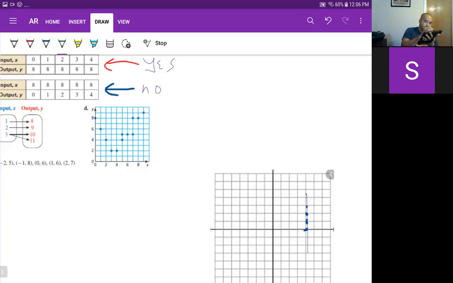Just so you see what this other one looks like. So this one here, you have 1 goes to 8, so 2, 4, 6, 8 here. Then 2 goes to 9, right here. 3 goes to 2, 4, 6, 8, 10, and 11. So this one fails the vertical line test. This one is a no. This one also fails the vertical line test here and here. So this one is also a no.